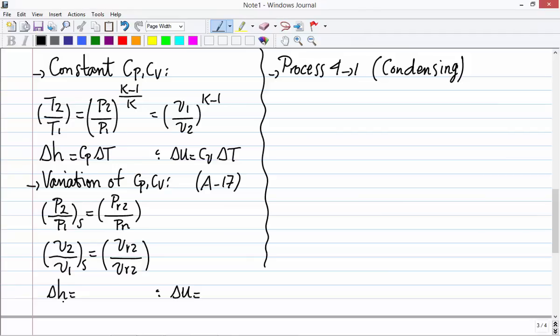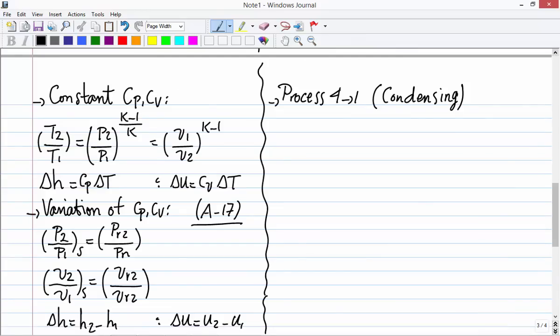And delta H, now we cannot say it's CP times delta T because CP is not constant anymore, so we need to directly use the tables, this table A17, and we should use, okay, delta H is H2 minus H1. Simply read H2 and look for H1 as well in the table, and internal energy is the same. You cannot use those equations anymore. CP delta T, CP delta T. No, no, no, no, no. You cannot. So all these equations are about Brayton cycle.